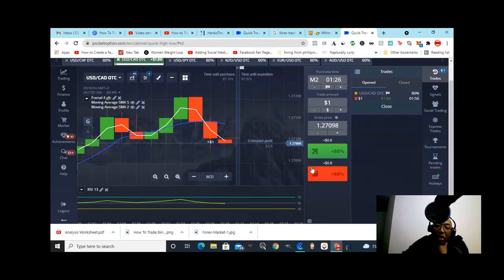They crossed here and they're facing down, so hopefully they'll stay down for 2 minutes so we can win that one. Try to recoup some of the losses.